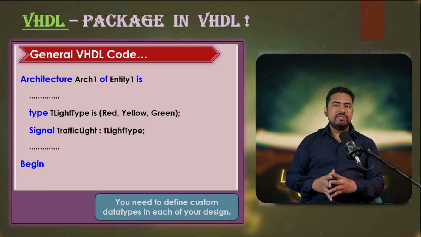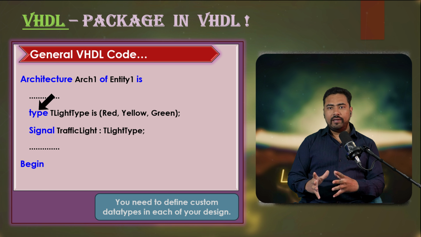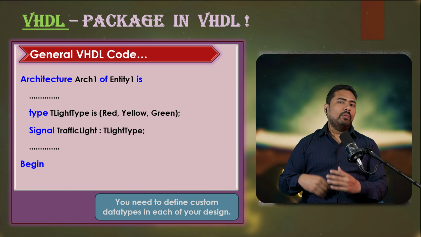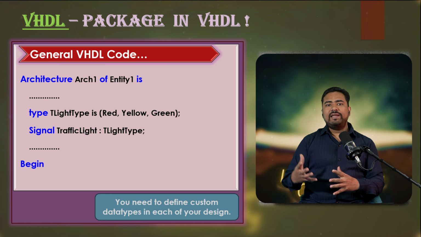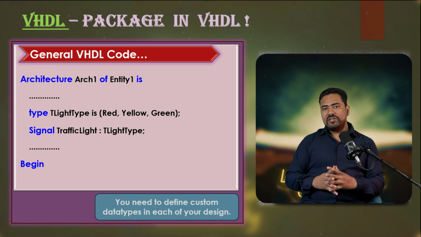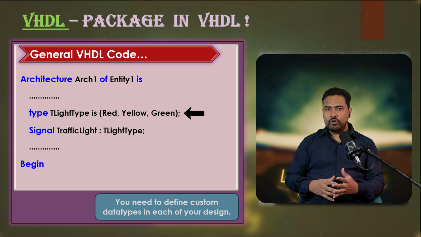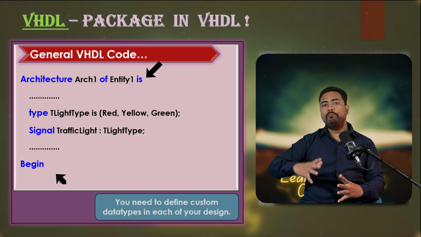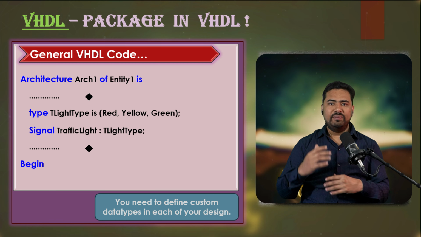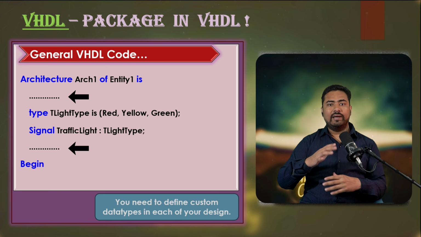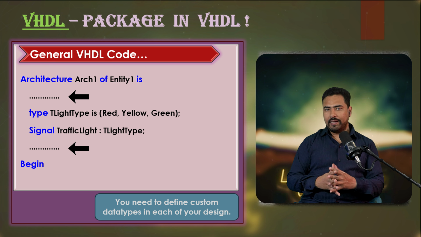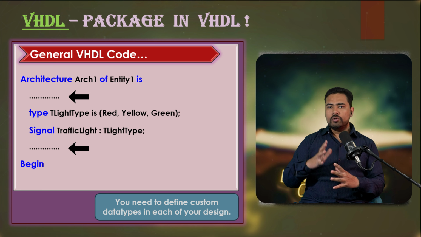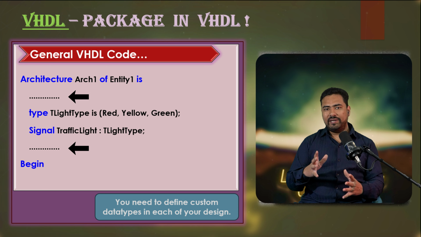So we need to use the keyword type for creating our own custom data type. We explained this in our past session, so you can refer to that if needed. In that session, we defined our data type definition and signal declaration between the architecture declaration and the begin keyword. These multiple dots indicate that you can add more signals and data types if needed for your designs. So you can add all of them here.